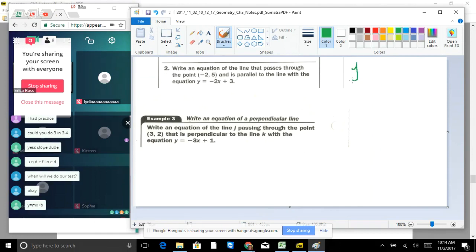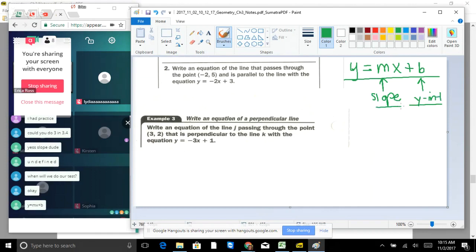All right, y equals mx plus b. Okay, this is our equation for a line where m represents the slope, okay, and b represents the y-intercept.